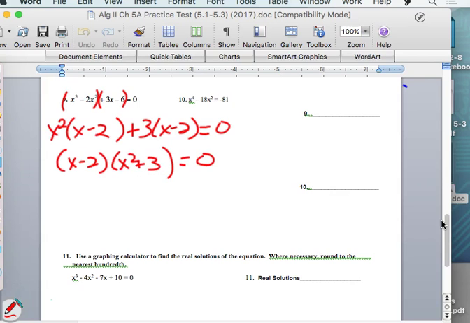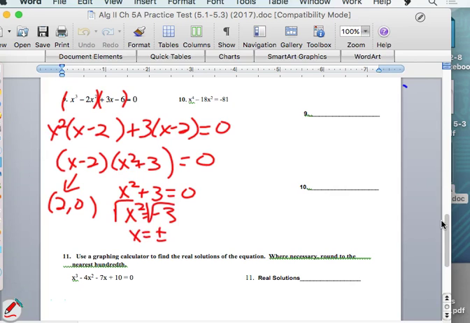Well, this one is nice and easy now. What's the 0 for x minus 2? 2, 0. X squared plus 3, is that factorable? No, so we'll have to do x squared plus 3 equals 0. How do you solve that? Subtract 3, then square root it, and figure out how to simplify it. Plus or minus what? Square roots equal. So 1, 2, 3 answers.